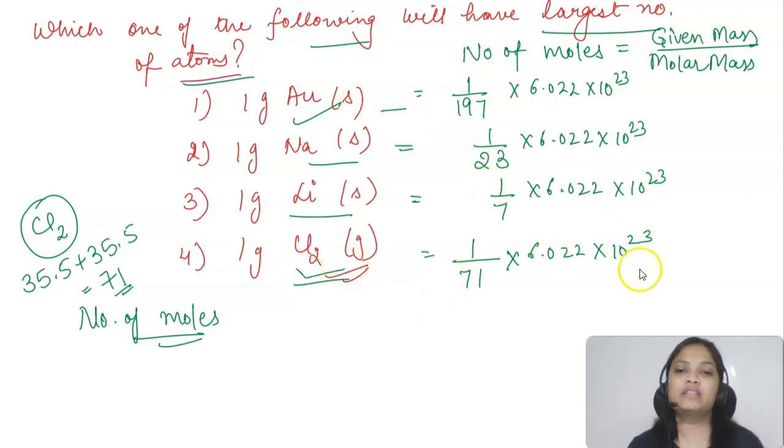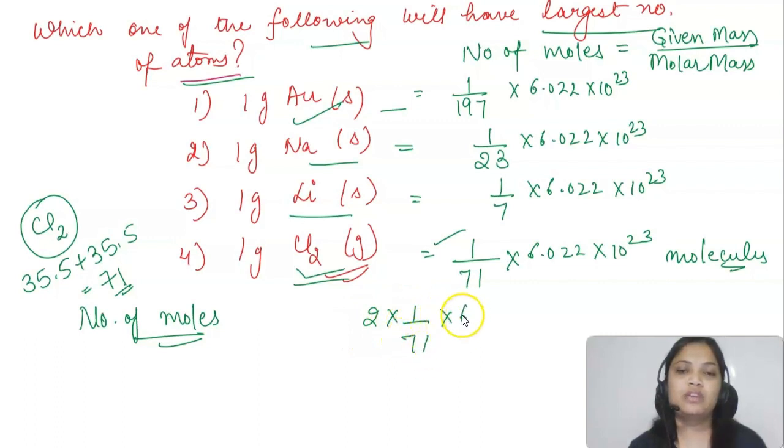Now for chlorine, this is the number of molecules that we have got, because I have taken the molecular mass. So this is the number of molecules. Now one molecule of chlorine has 2 atoms, so this many molecules will have twice as many atoms. Now I will multiply this value by 2, so keep that in mind. This will be the number of atoms in the 1 gram of chlorine gas.